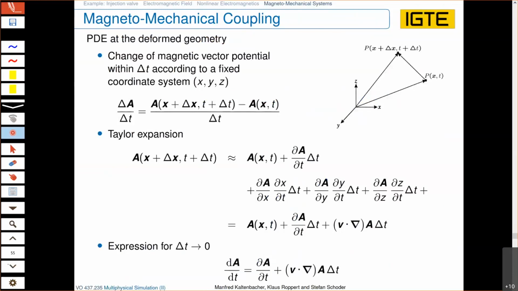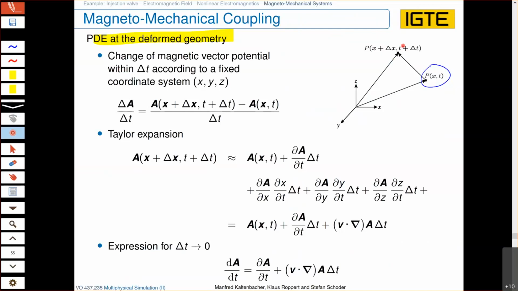Now, what does this actually mean to solve a partial differential equation on a deformed geometry? So let's look at a point in space P, which is at position X at time T, as shown here, and due to the mechanical forces, this point, this material point, will come up here and will have the position X plus delta X. So we have to change delta X. So we will have in 3D to add here in X direction delta X, in Y direction delta Y, and Z direction delta Z. And that will be the position at time T plus delta T.